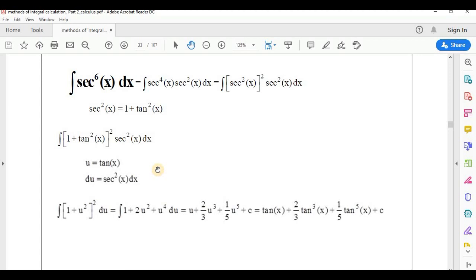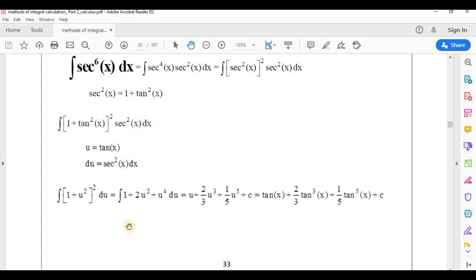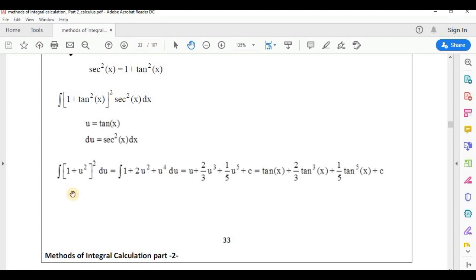After that, we will use the substitution method. We will take this part for our assumption: u equals tan x, and after taking the derivative of both sides, it will become du equals sec square x dx. Notice this value, it will be this part, sec square x dx. After that, we will put the integral in terms of u, and the integral will become integral 1 plus tan square, which is u square, all to the power 2, and sec square x dx will be du. Then after opening the square and expanding, we will get this result.